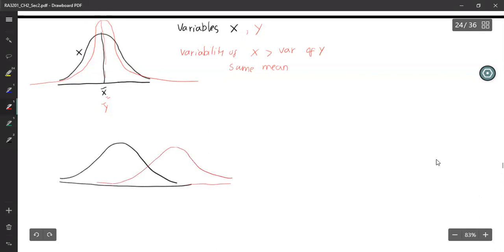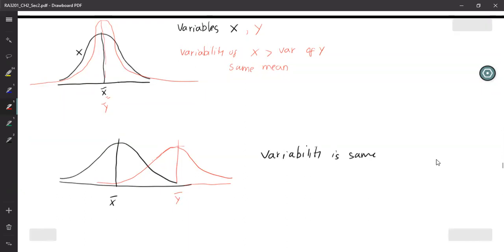What do you think here? Now you can see it's approximately the same in the shape and the fatness. So the variability is the same. But here's the mean of X. Here's the mean of Y. So Y has a larger mean compared to X, but both of them have the same variability. So that is also possible.